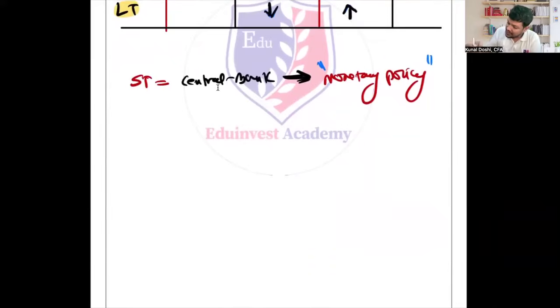Right? Then there was another thing called a bullet portfolio and a barbell portfolio. What is a bullet portfolio and a barbell portfolio?